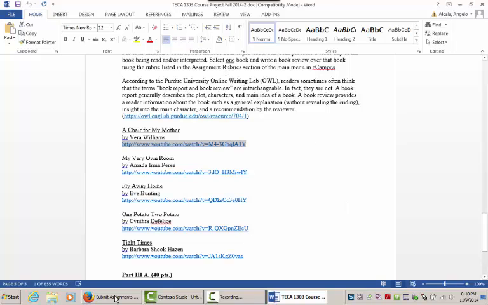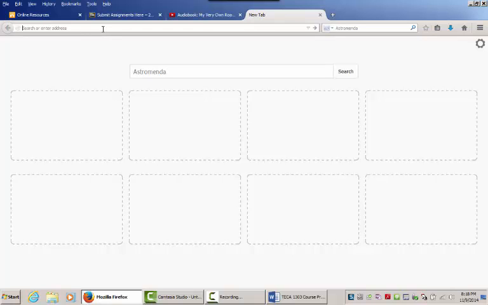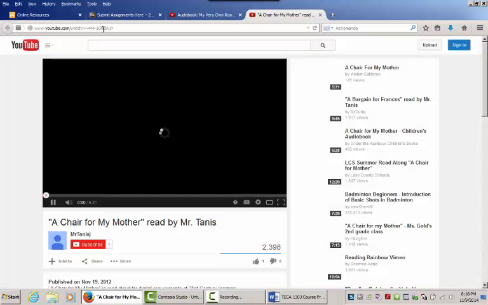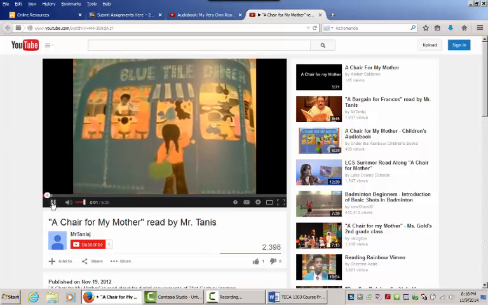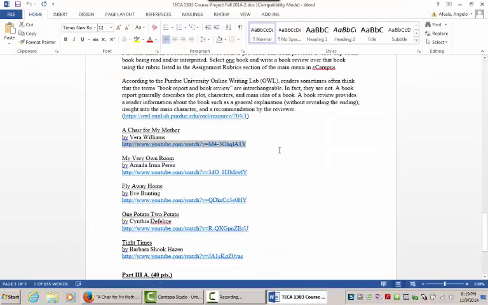Copy that and paste it into a browser. A Chair for My Mother. And you will see that the book is a read aloud of some sort. And you can follow along and possibly read along if you can read the pages, depending on how they were filmed for each book. You are only to do a book review for one, but if you want to look at all those books, they're quite interesting and they're not very long. Feel free to do so.